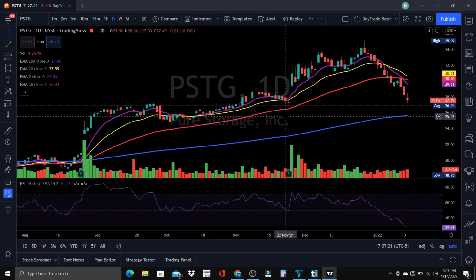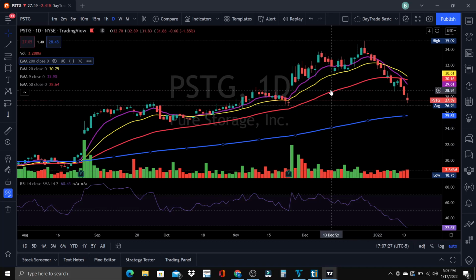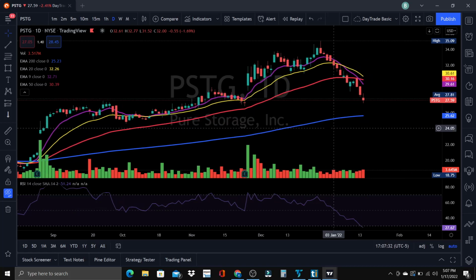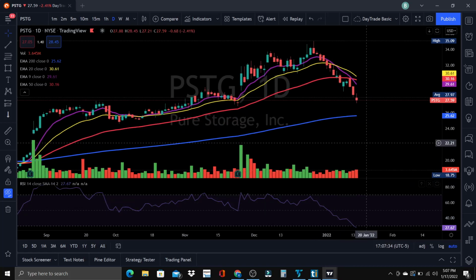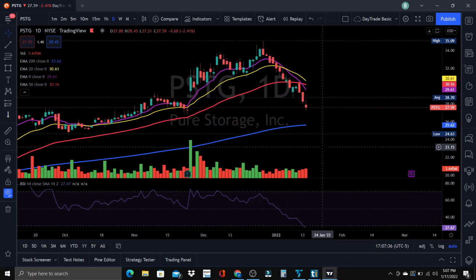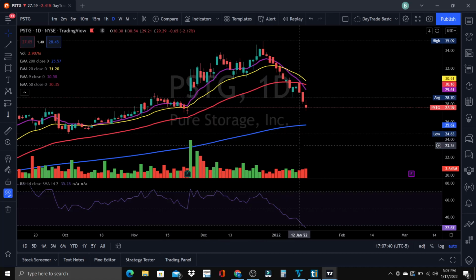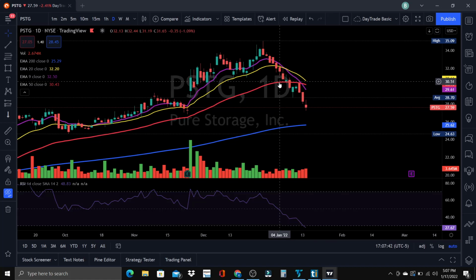I just want to quickly go over my indicators in case you haven't seen my previous videos. I use a 200 EMA, a 50 EMA, 20, and a 9 EMA. I also have the RSI down here below. When I'm day trading, I'll focus a little bit more on these smaller EMAs. But when I'm swing trading, I'm more so focusing on the 50 EMA, the 200 EMA, and the RSI.